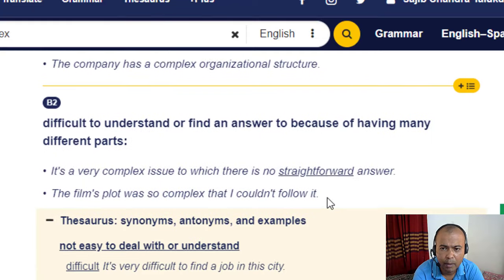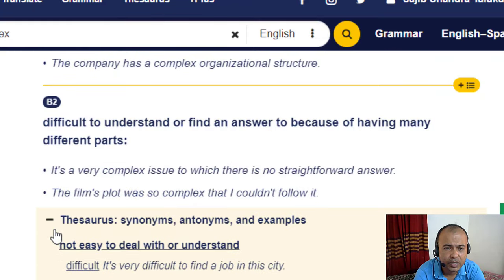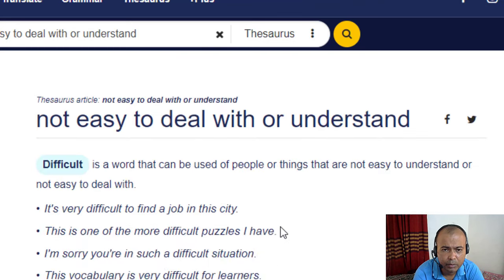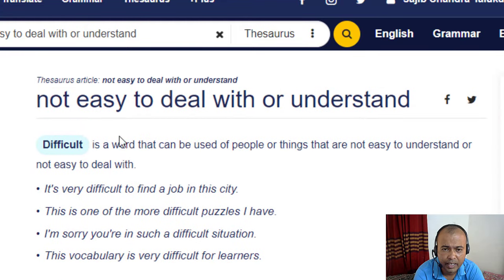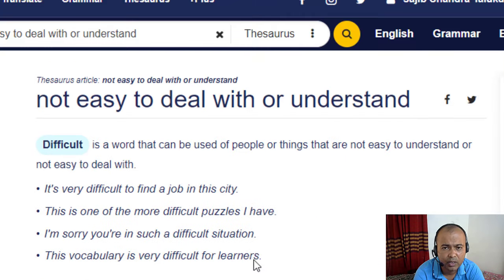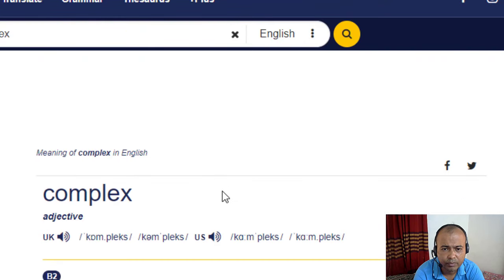So the film's plot was so complex that I could not follow it. So we have got two examples here, and there are some synonyms, and also you can get some sentences for more examples. See more results here. If you click here, you'd get some more examples. There are many examples. I think by these examples you can easily find out the meaning of a word, so that's very interesting.